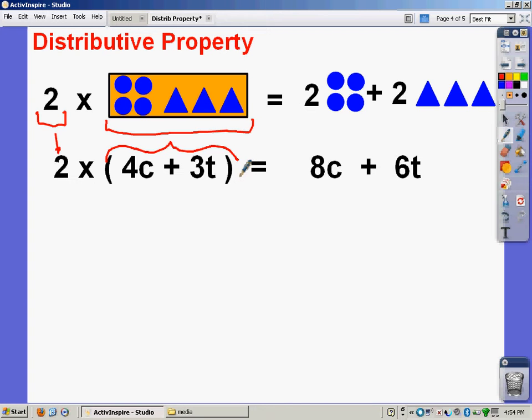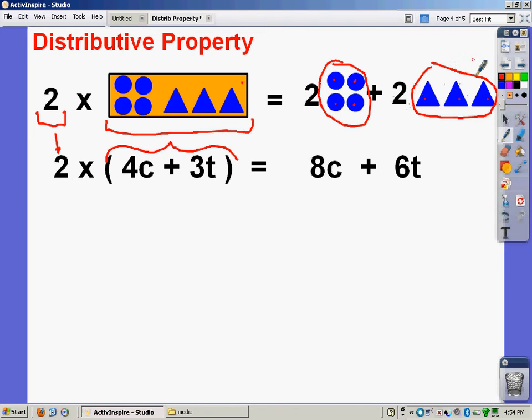So, going back to the box part, what I have is two groups of four circles and two groups of 3 triangles. Anyway, just like before, when I took everything out, I rearranged. That's what I'm showing right here.